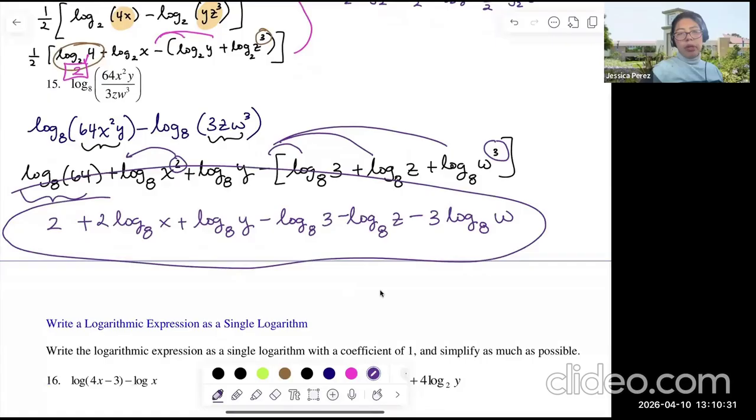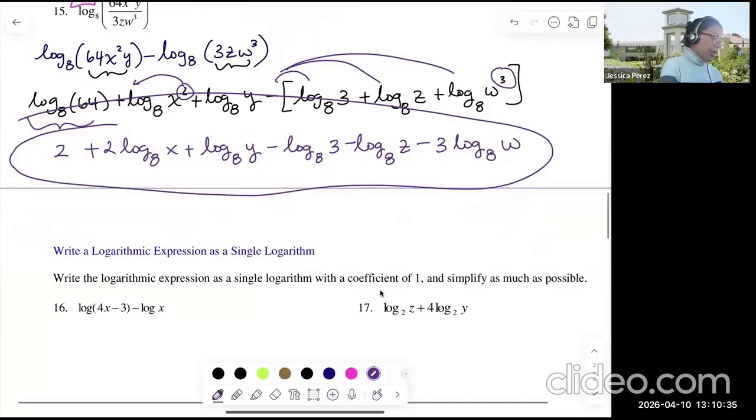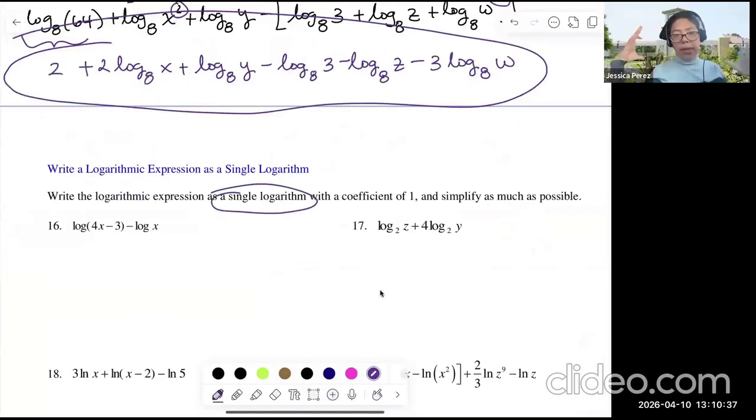Alrighty, so let's go ahead and now, what if we want to write a logarithmic expression as a single log? Now we have it expanded out. We want to make sure that we condense it. So let's go ahead and do that. Now we notice that there's a subtraction between the logs. If we have a subtraction, that means division.